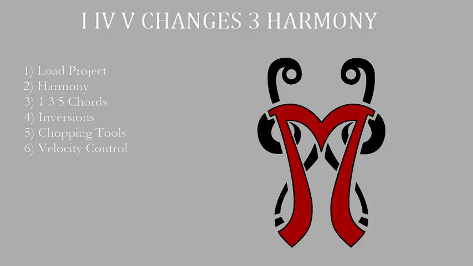We're going to learn how we can take chords and construct them using 135, what is known as a triad. And then we're going to take that triad and invert it by moving some of the octaves around a little bit. We'll show you some different options of how you can make different voicings for these chords. Lastly, we're going to check out some chopping tools about how you can access and accent different notes of that harmony. And we'll talk a little bit about how you can play around with velocity controls as well. All right, that said, let's get into it.